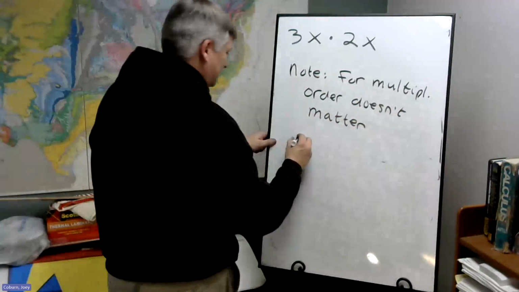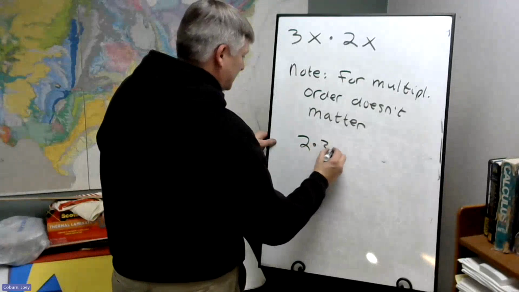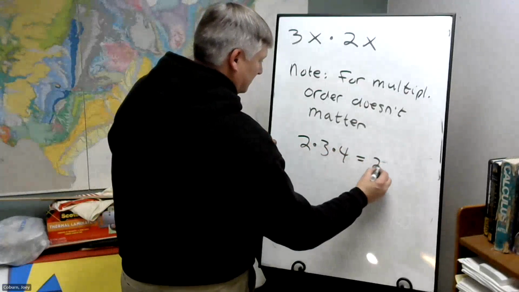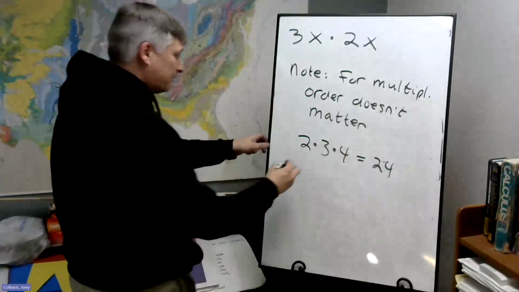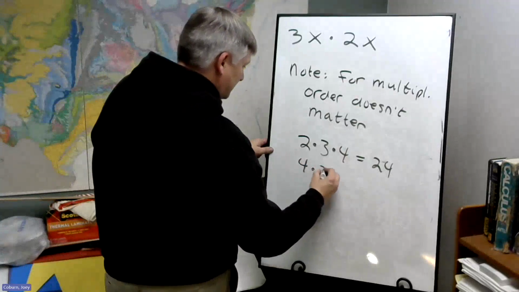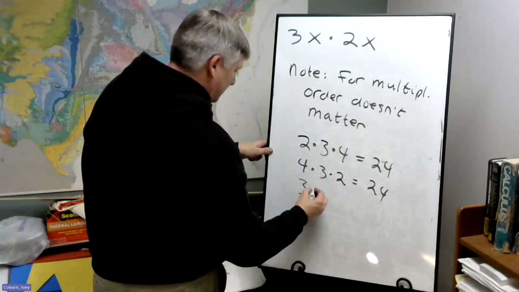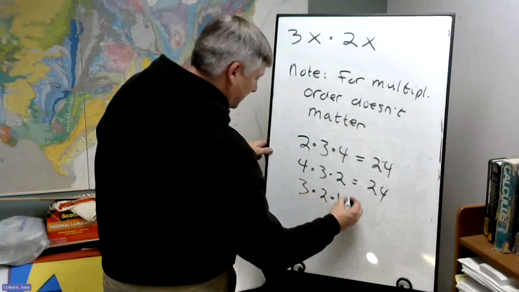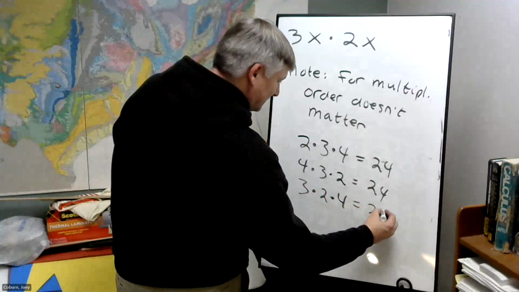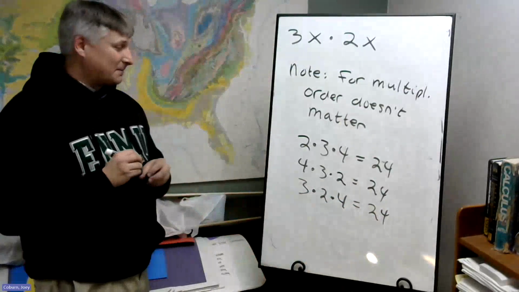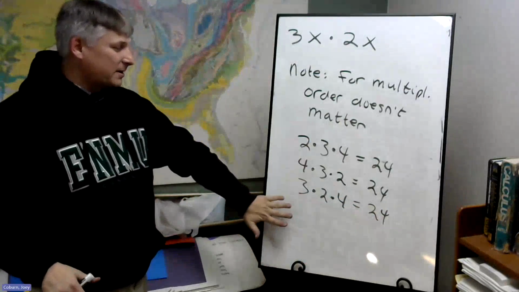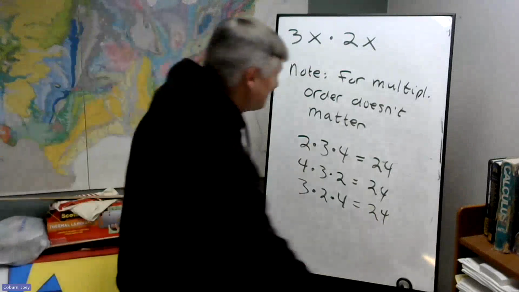In other words, 2 times 3 times 4 gives you 24, but so does 4 times 3 times 2, or 3 times 2 times 4, and so on. The order of the numbers for multiplication doesn't matter.